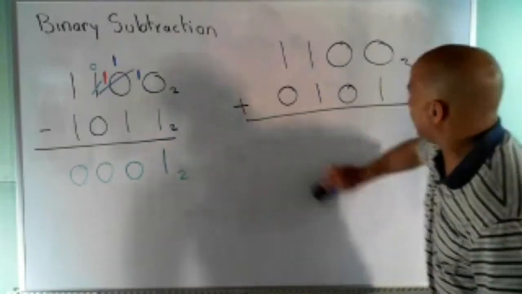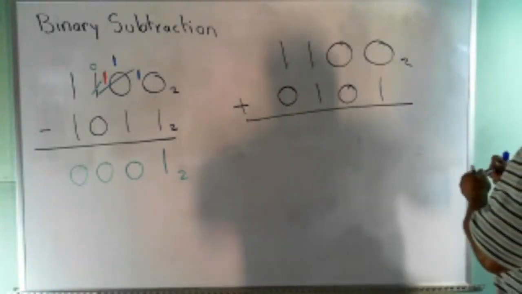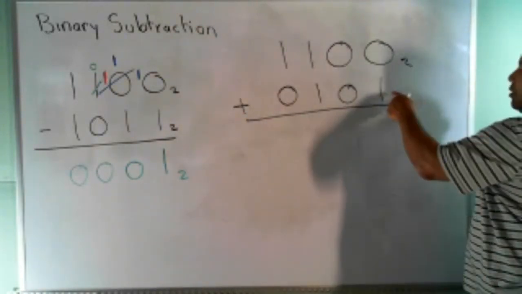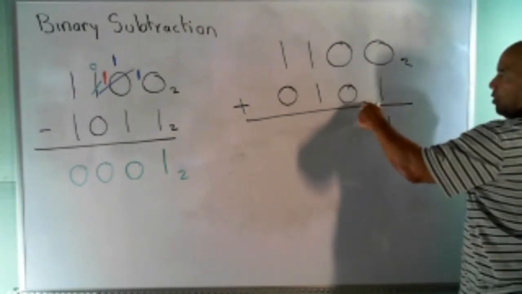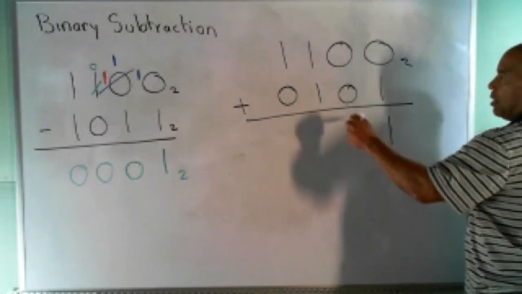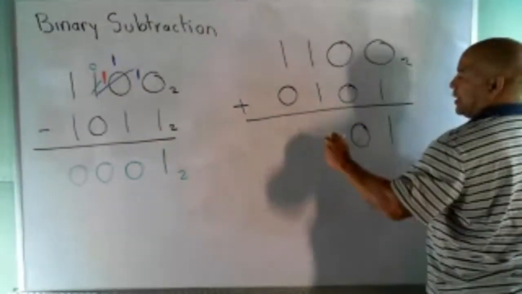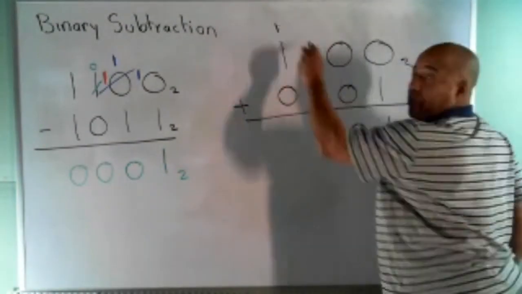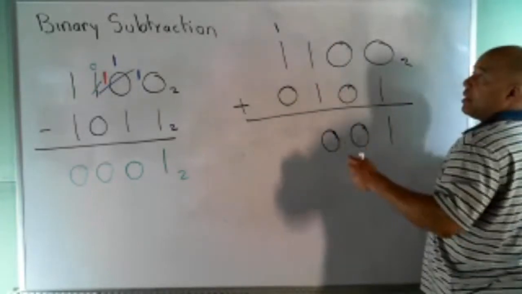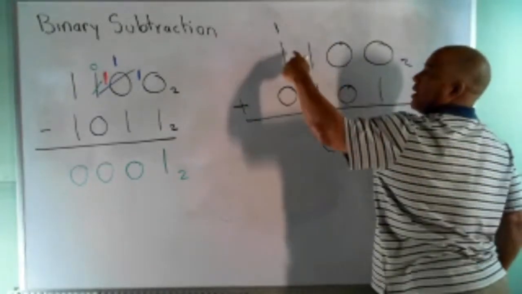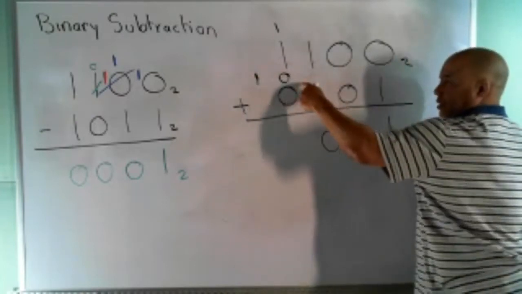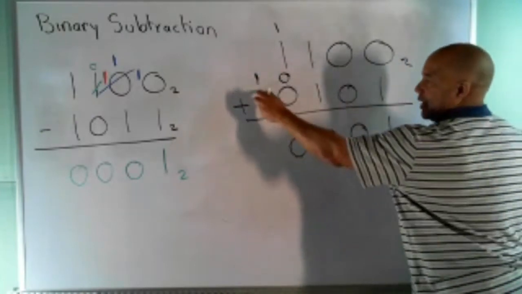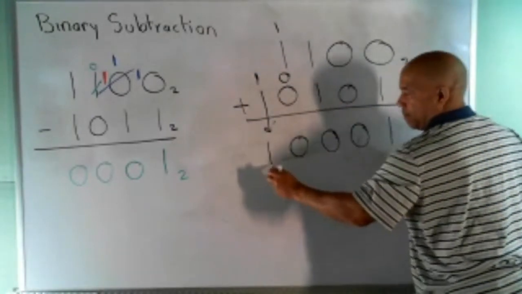When I add these, I get a 0 and a 1. Well, that's a 1. I get a 0 and a 0. That's a 0. I get a 1 and a 1. That's a 0 carry 1. So I got a carry 1. I get a 1 and a 1. That's a 0 carry 1. A 0 and a 0 is a 0. And then I got 1 out here as a carry.